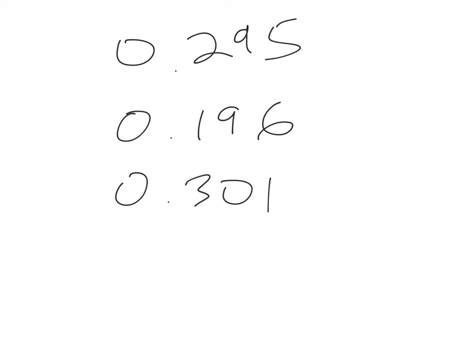So this is the tenths place, hundredths, thousandths place. So this is 295 thousandths. This is 196 thousandths. This is 301 thousandths. If we could just ignore this side, let's take out the zeros and the decimals and look at the ones. What would you round these to?